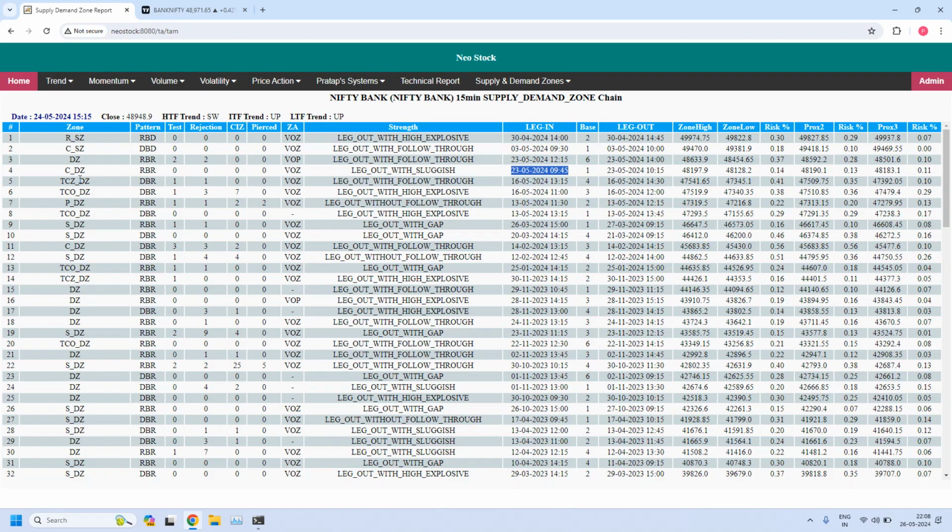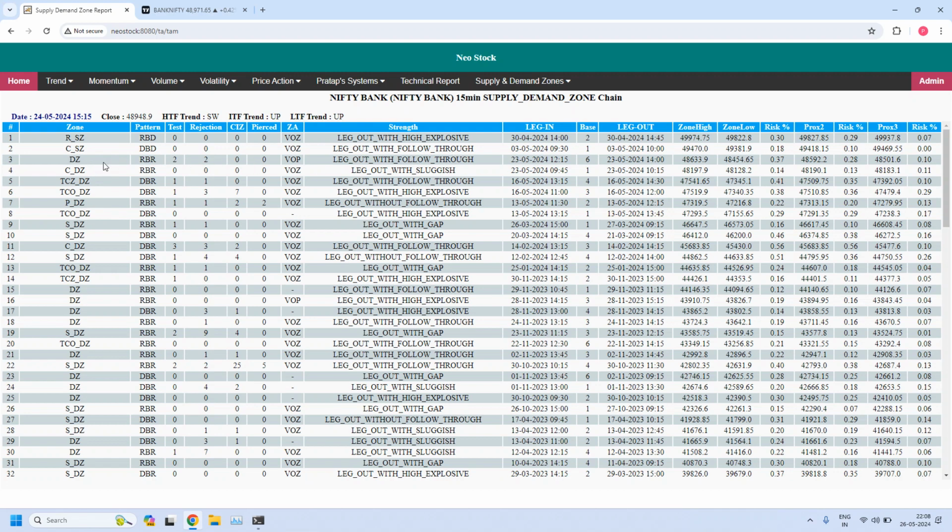And then below that we have some low priority high liquidity demand zones. Please draw them on your charts. I am showing you this list. Also, an immediately available demand zone is there.